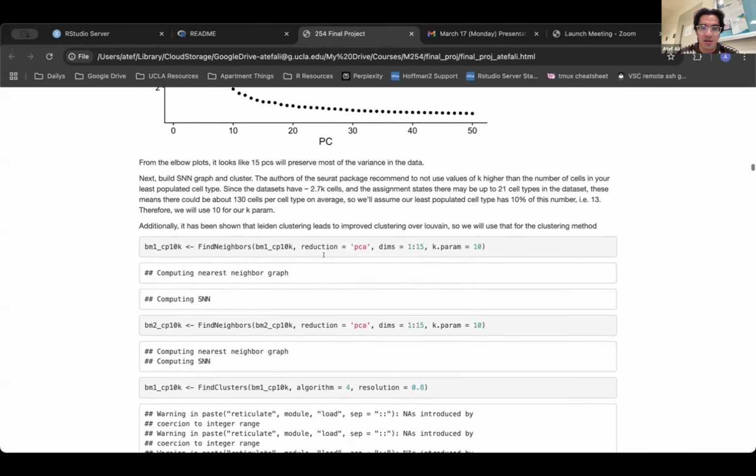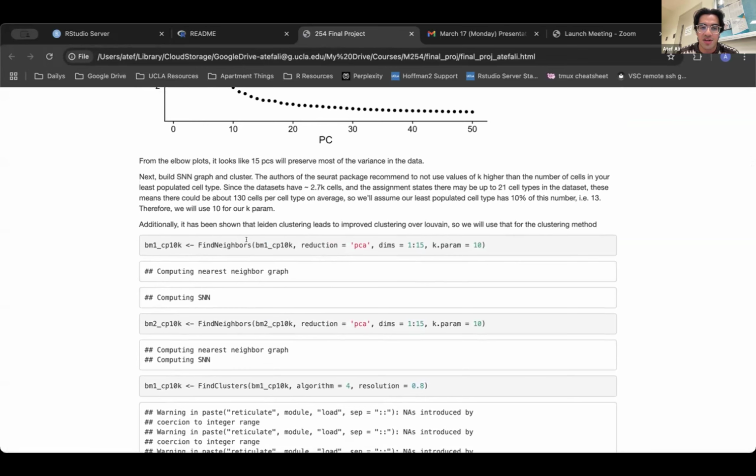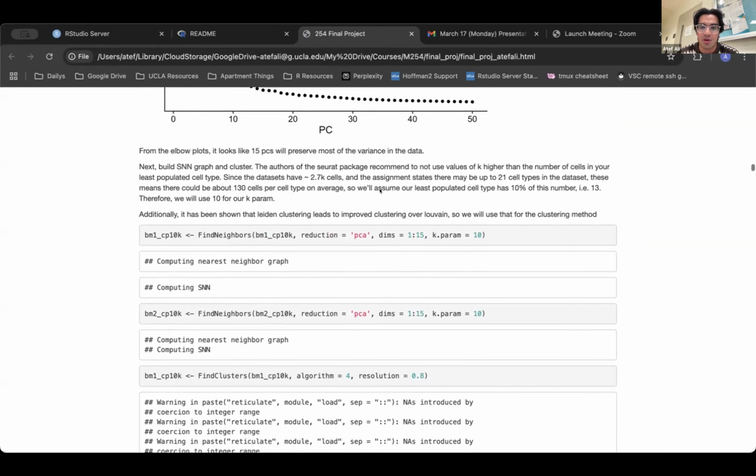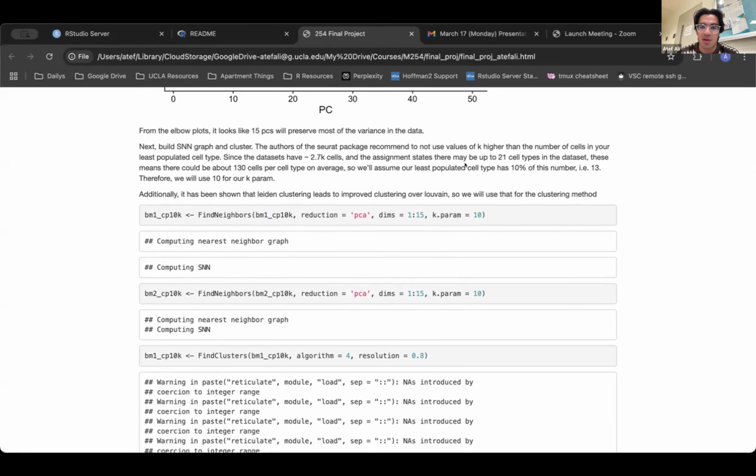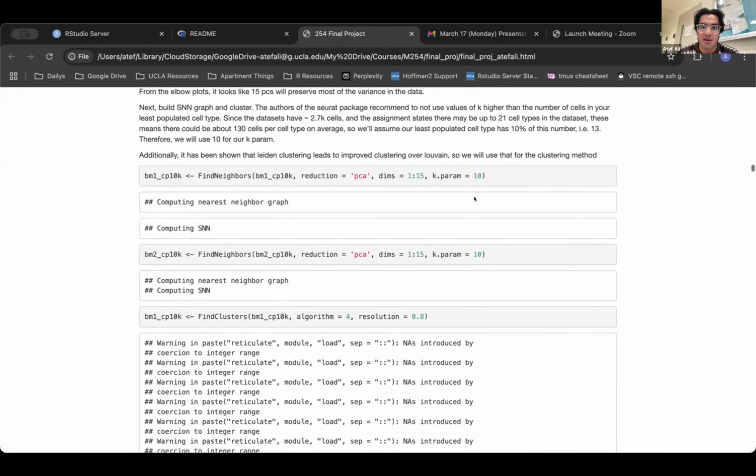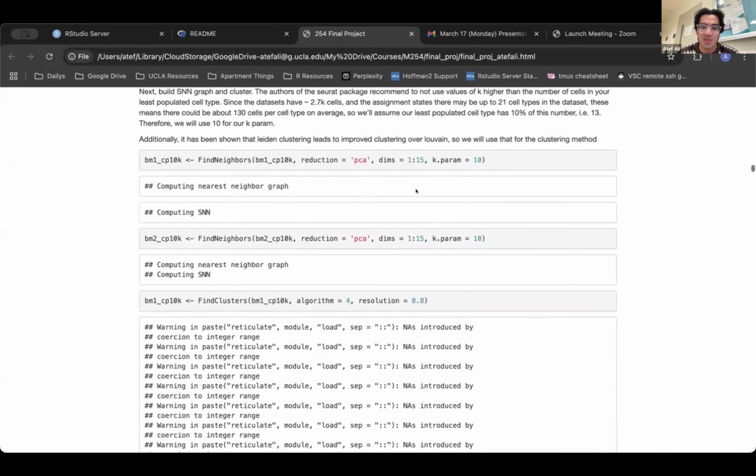Next I tried find neighbors, building the SNN graph. The author of the package suggested not to use a K higher than the number of cells in the least populated cell type. So with some quick napkin math, I assumed this would be 13. So I kept K as 10 and used 15 PCs.